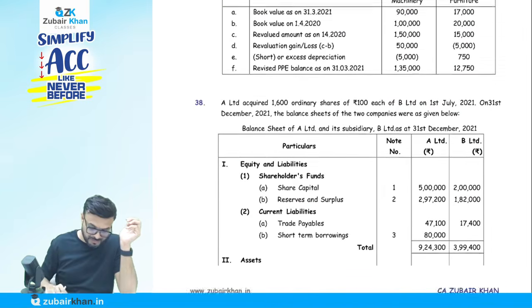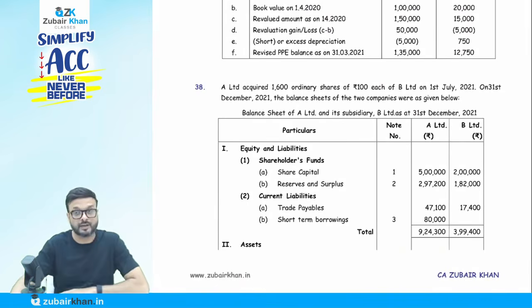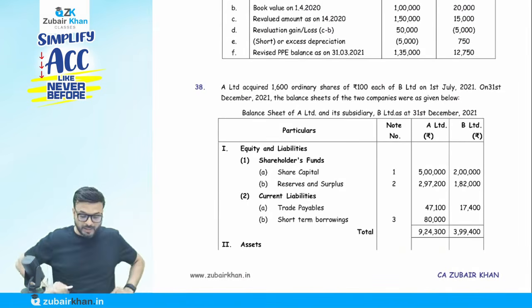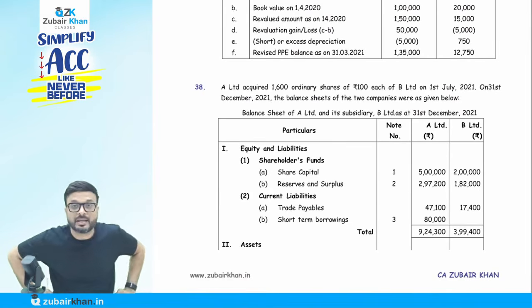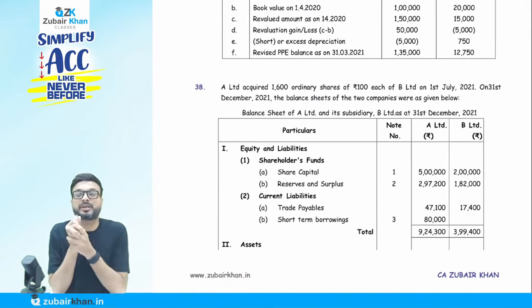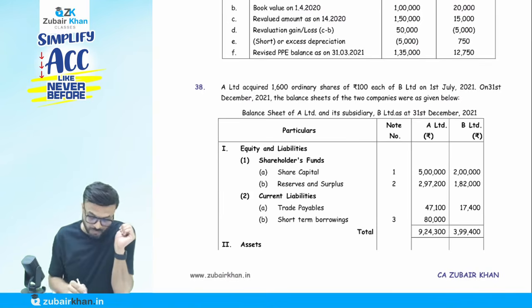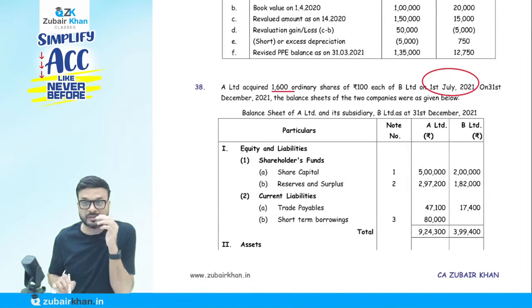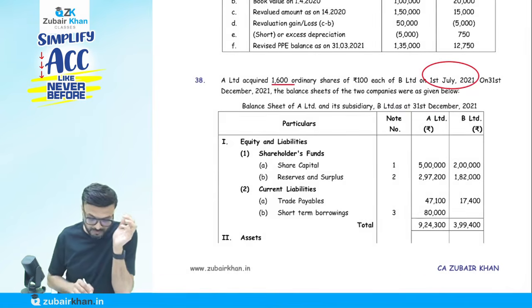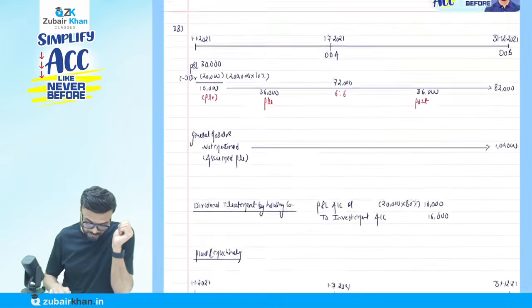This is question number 38. Now come to question number 38. A Limited acquired 1,600 ordinary shares of rupees 100 each of B Limited on 1st of July 2021. So what is the date of acquisition? 1st of July 2021. How many shares were acquired by the holding company? 1,600. On 31st of December 2021, the balance sheets of the two companies were as given below. So they have given us the balance sheet as of 31st of December 2021.